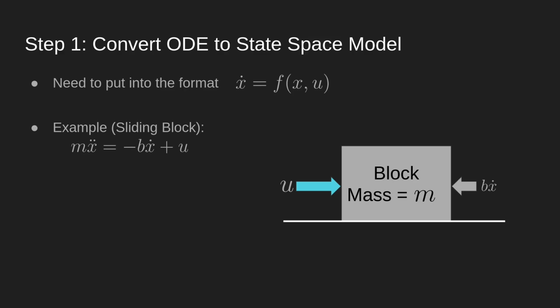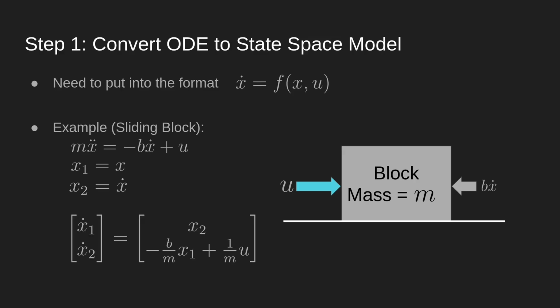I will use a sliding block system as an example. So denoting the position as x, the dynamics of the sliding block are going to be given by m x double dot is minus b x dot plus u, where m is the mass of the block, b is a linear friction term, and u is our input given in newtons. To convert this differential equation into a state space format, we're going to let x1 be x, the position, x2 be x dot, the velocity, and because x1 dot equals x2 and x2 dot equals x double dot, we can rewrite the ODE in state space format as a two-dimensional system with states x1 and x2.